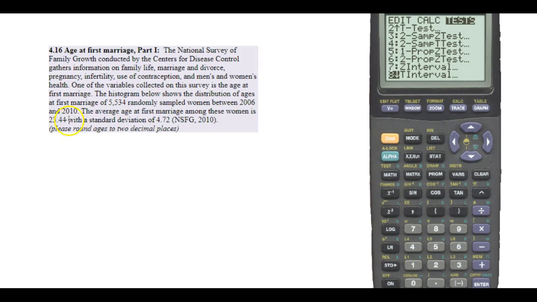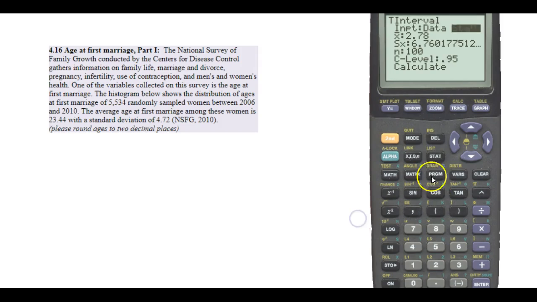But this standard deviation right here is from a sample size of 5,534 randomly sampled women. So it's not a population, it's just a sample. So we use the t-interval since we have the sample standard deviation. All right, and we have stats, we don't have data. We go down, and the mean is the first value, x bar. So the average age is 23.44.